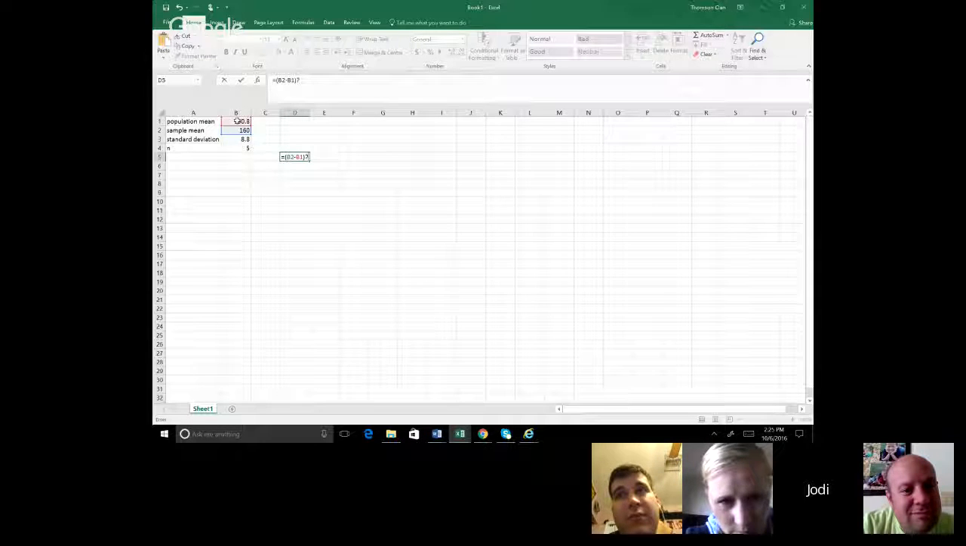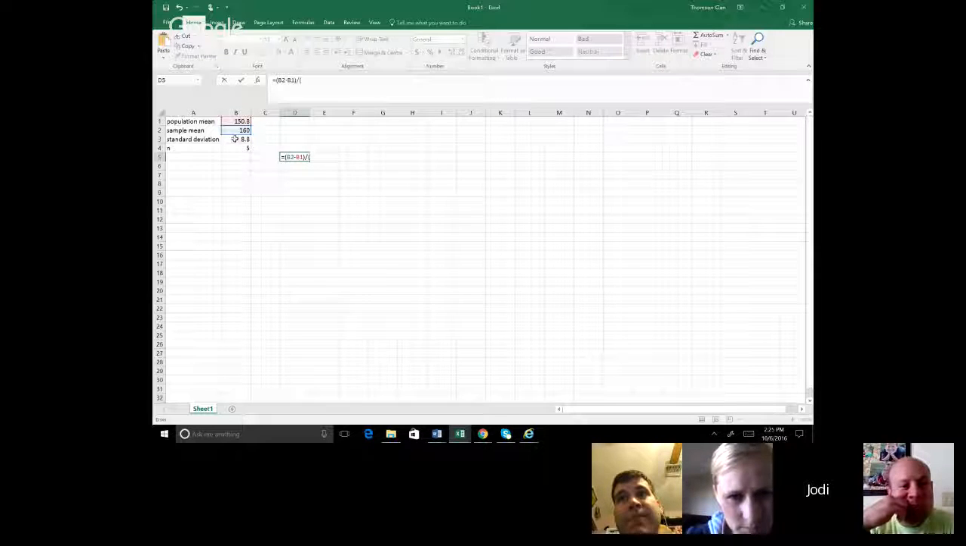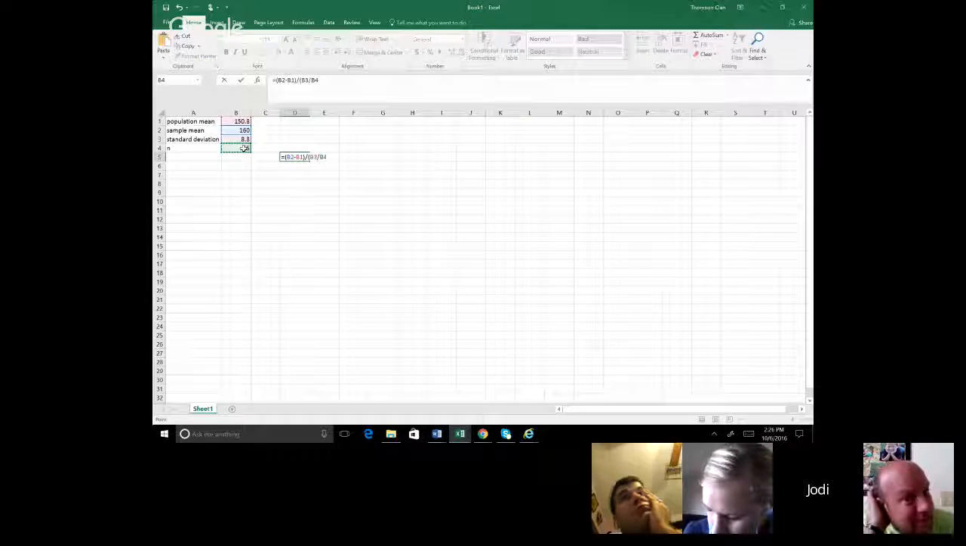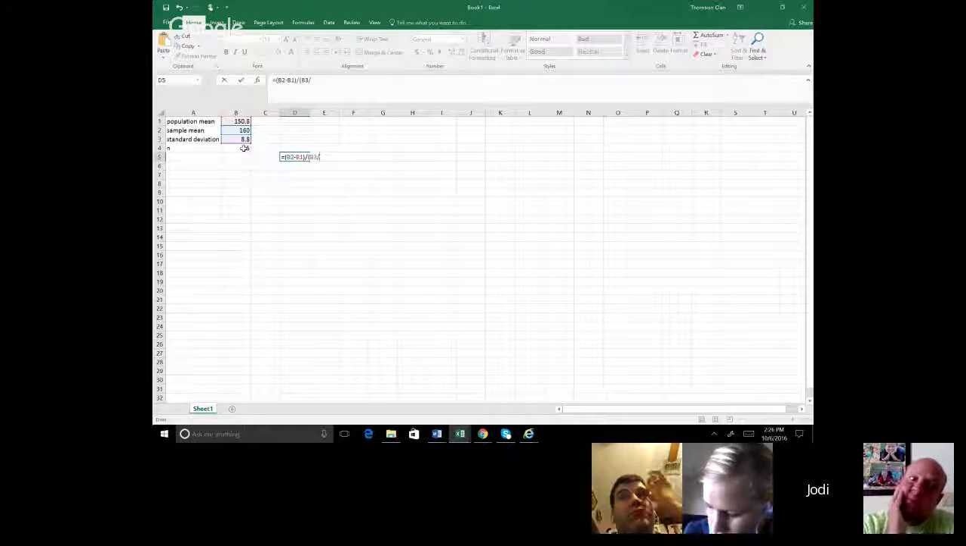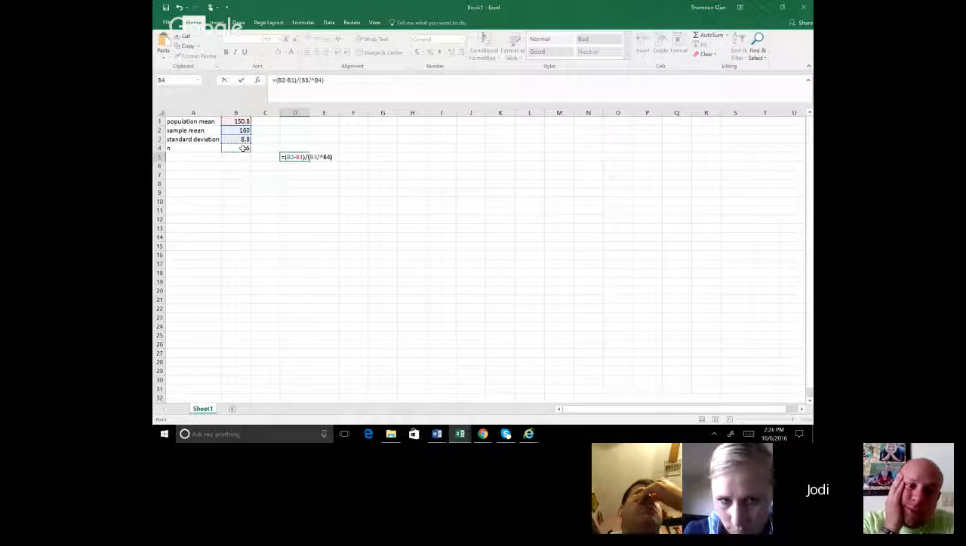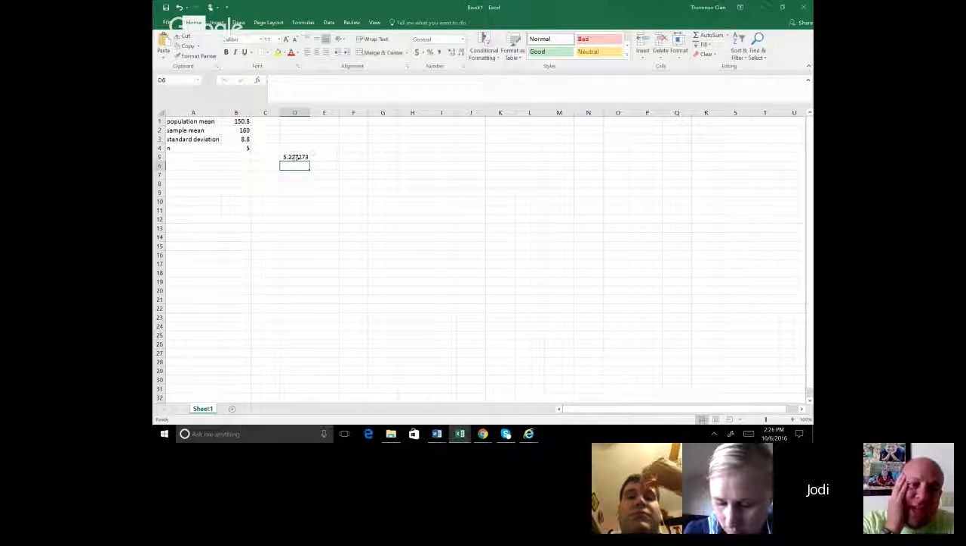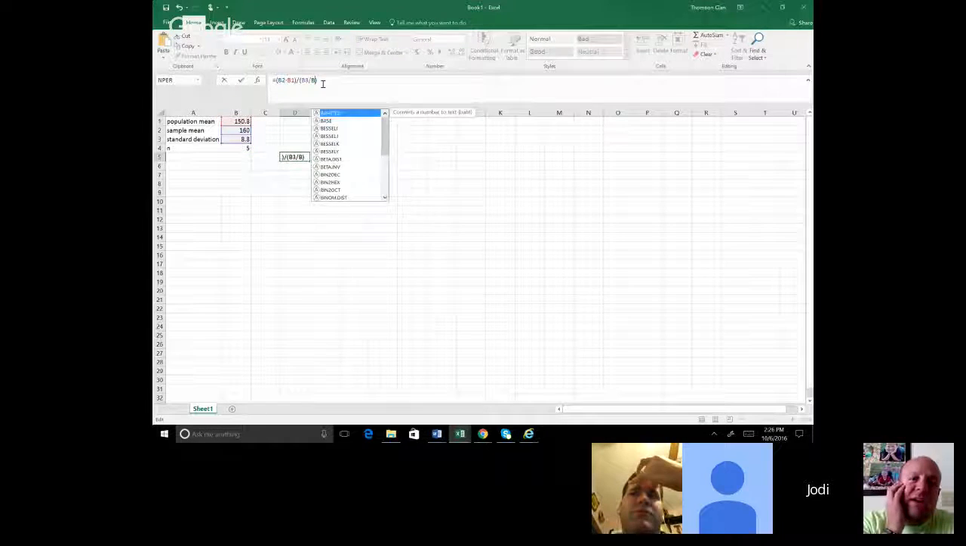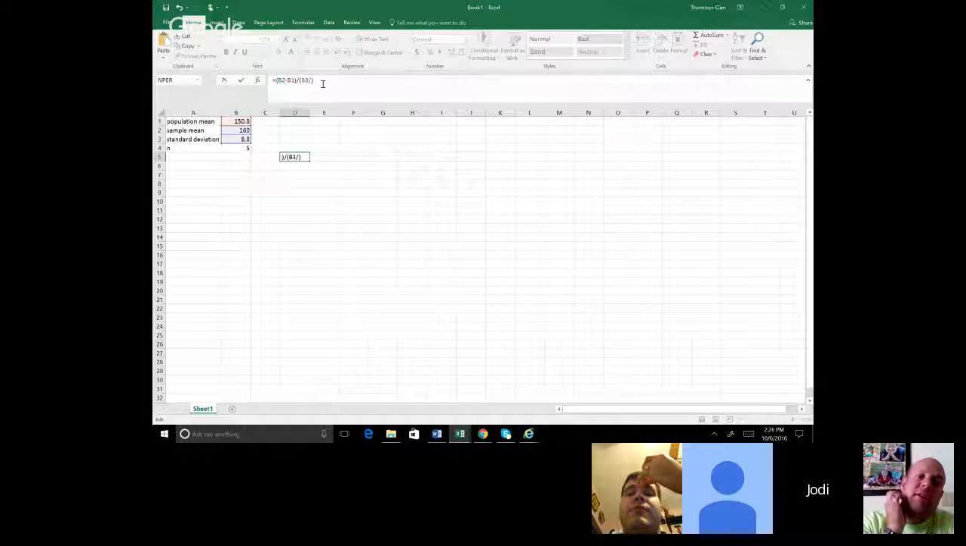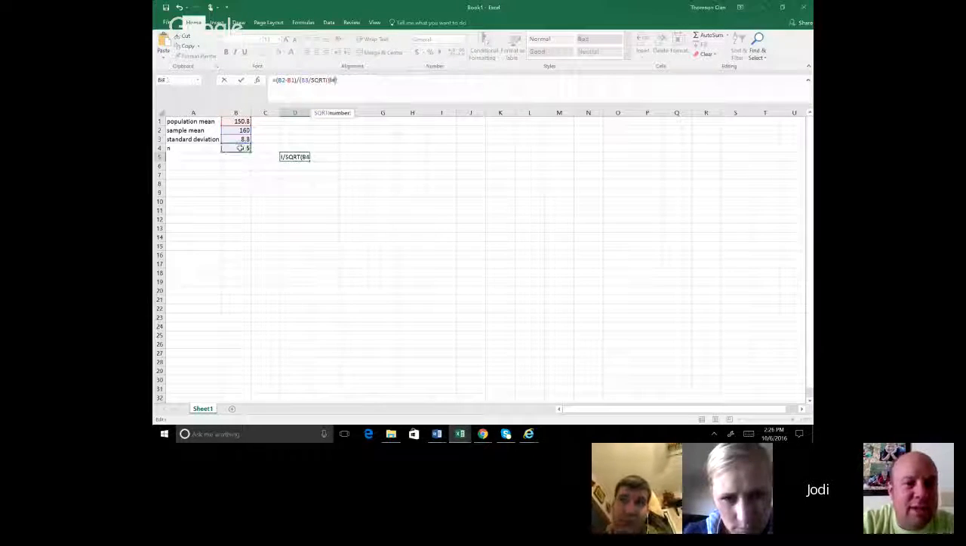And then divided by... whoops, I need the square root first. Okay, is that right? No. You have to type in SQRT because you can't do the caret thing. If you do the caret, it squares it. That's right, thank you. So you have to do parentheses and then SQRT parentheses. Yeah, there we go. Thank you.